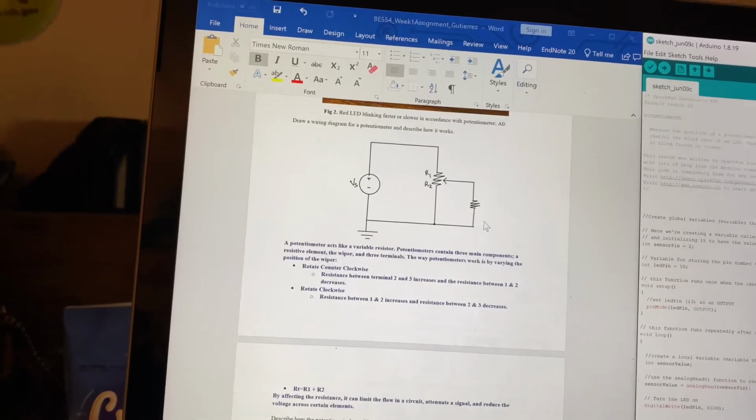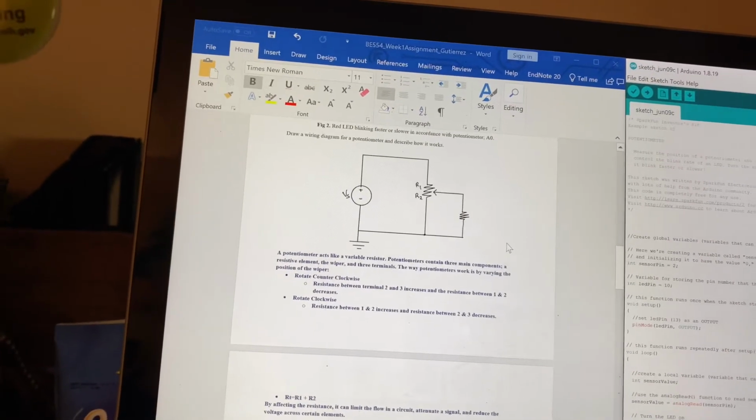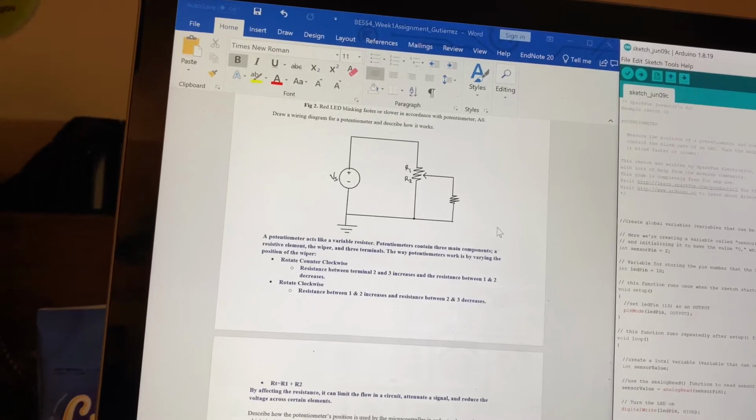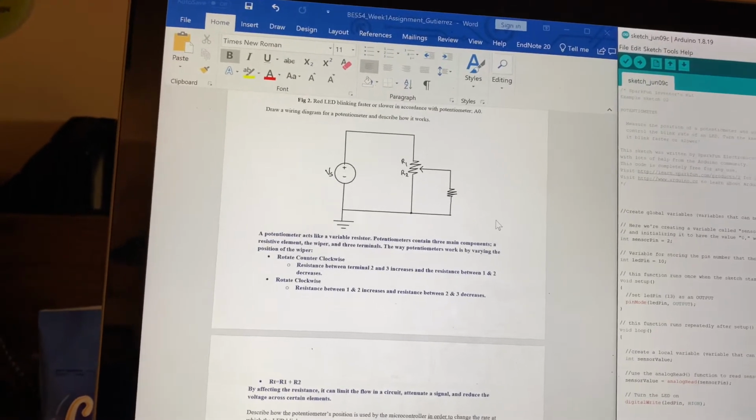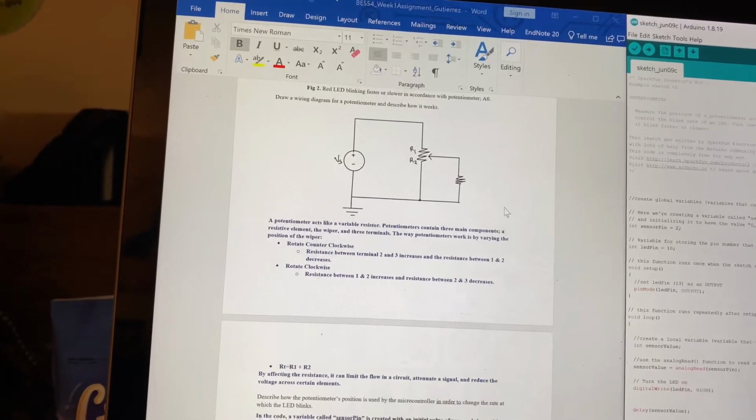The way the potentiometer works is by varying the position of the wiper. So if you rotate counterclockwise, the resistance between terminal 2 and 3 increases, and the resistance between 1 and 2 decreases. And if you rotate clockwise, the resistance between 1 and 2 increases, and resistance between 2 and 3 decreases.